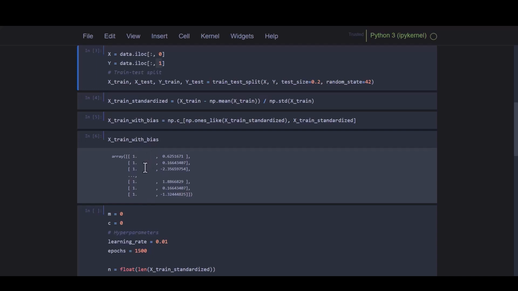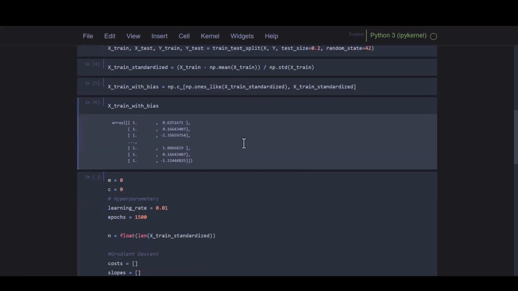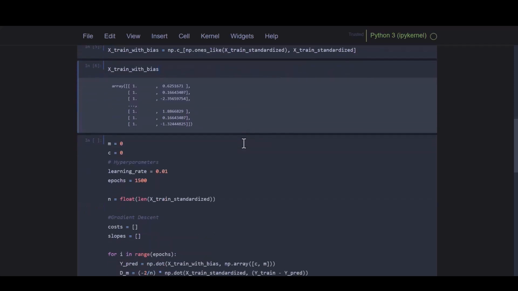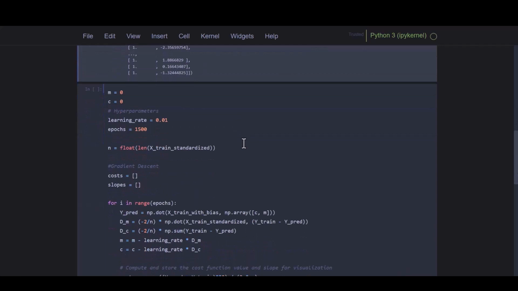So the equation that we are going to generate for the best fit line is y equal to mx plus c. So we have the x values here and we are adding the intercept value here. Now our X_train data has the two values, that is y equal to mx plus c. It has x values and the c values. So now let's continue to implement the gradient descent.